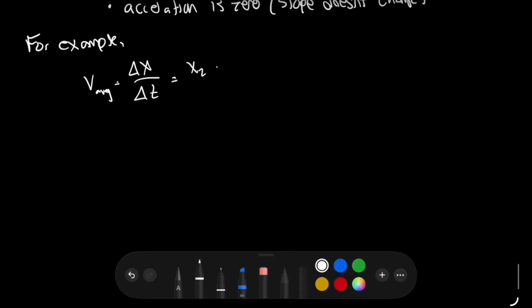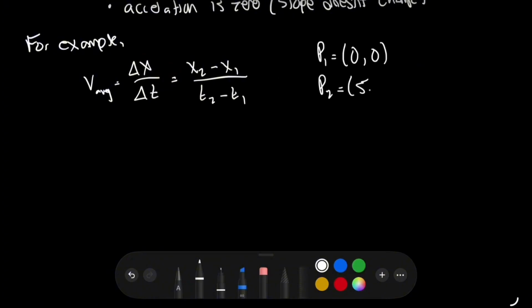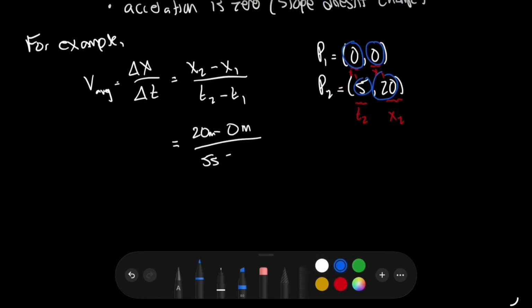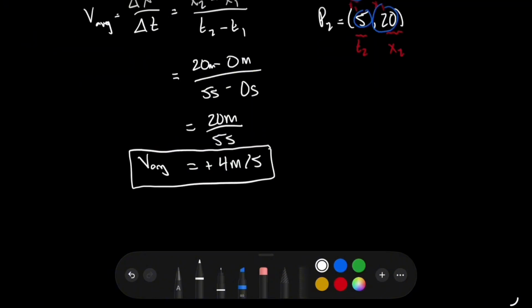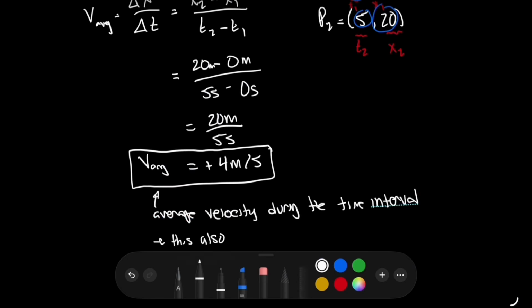If we apply this to our equation, we can write the change in position and the change in time as so. If we apply p1 and p2 here, we can label our times and positions as so, and then we can directly plug these into our equation, and we can do a simple subtraction and then a division, and we find that our average velocity is equal to positive 4 meters per second. And so this is the average velocity during the time interval. And this also represents the slope of the line for the above graph.